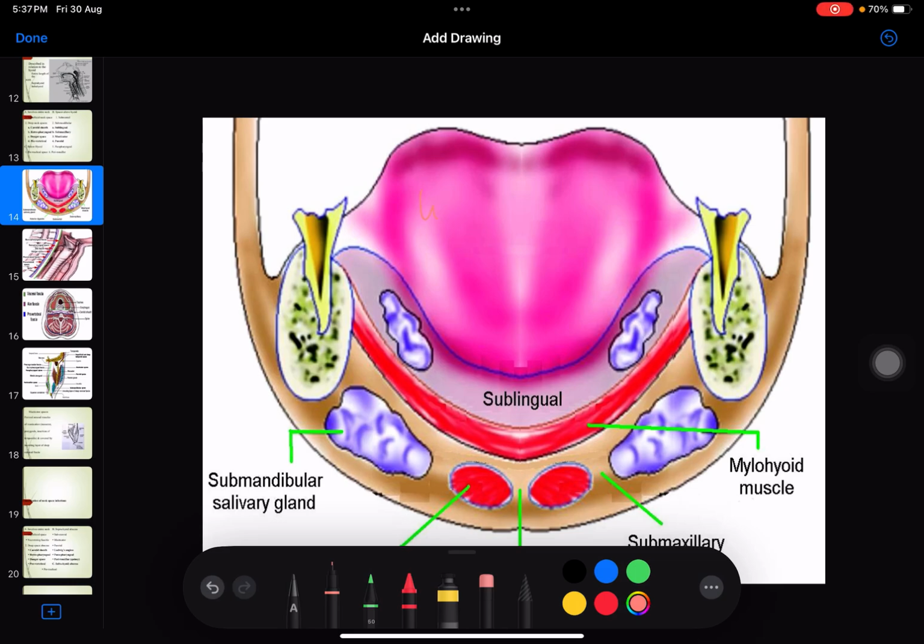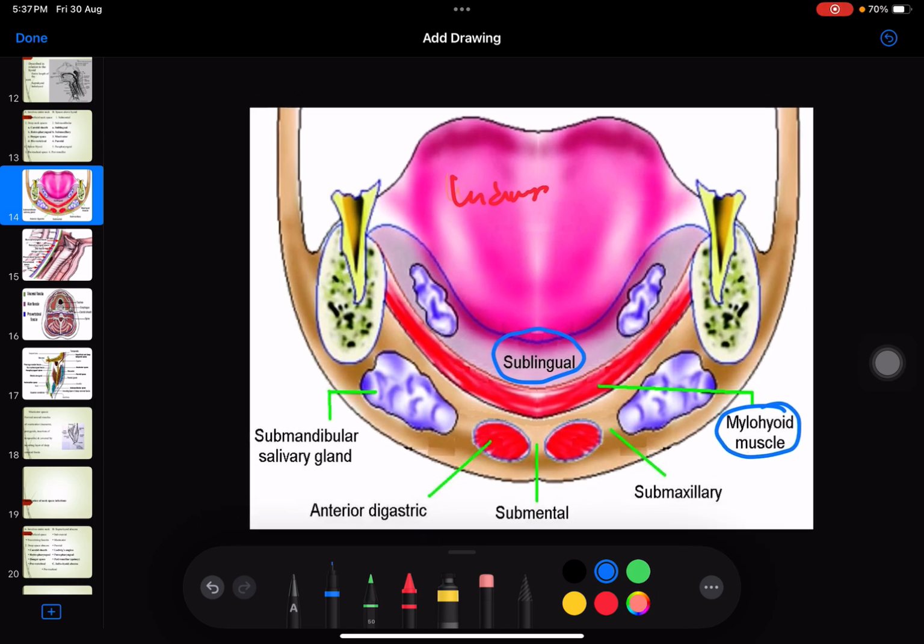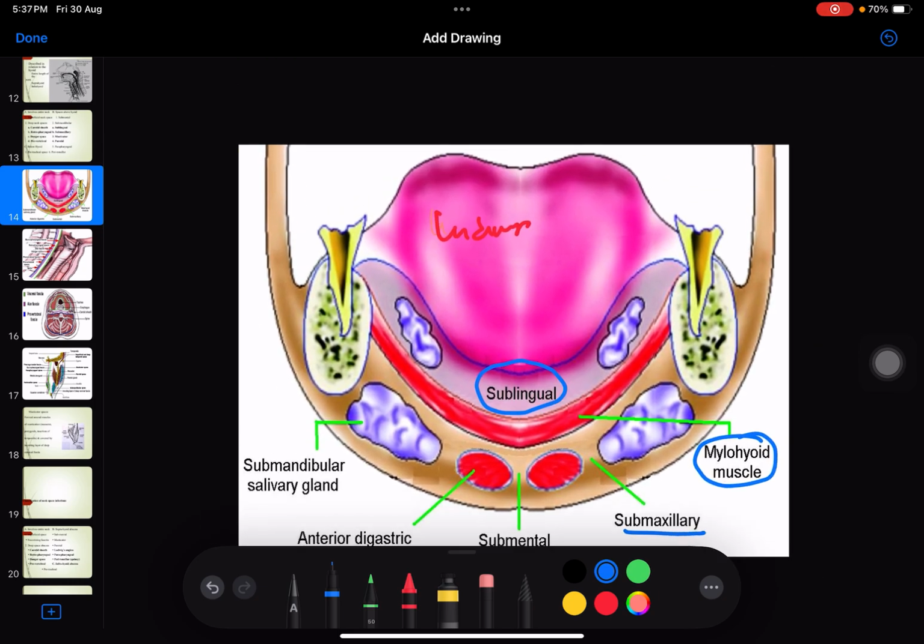And today's topic is on Ludwig's angina. So we'll be learning about Ludwig's angina. Whenever we talk about Ludwig's angina, we need to understand that there is this muscle known as the mylohyoid muscle, which is also known as the diaphragm of the oral cavity. This mylohyoid muscle divides the floor of the mouth into a sublingual space and a submaxillary space.